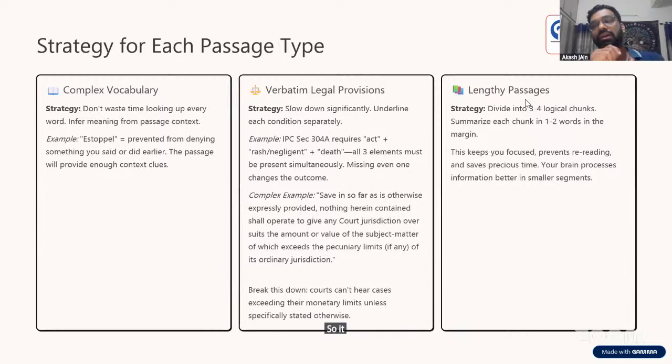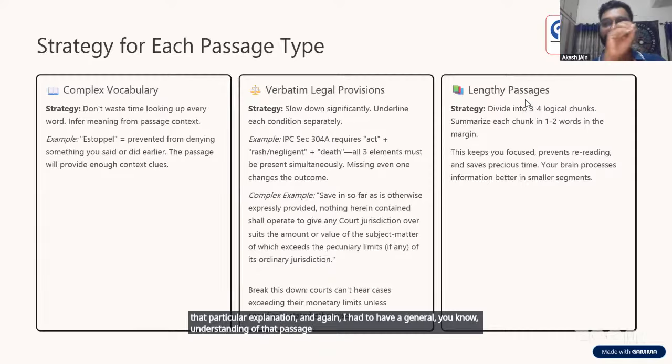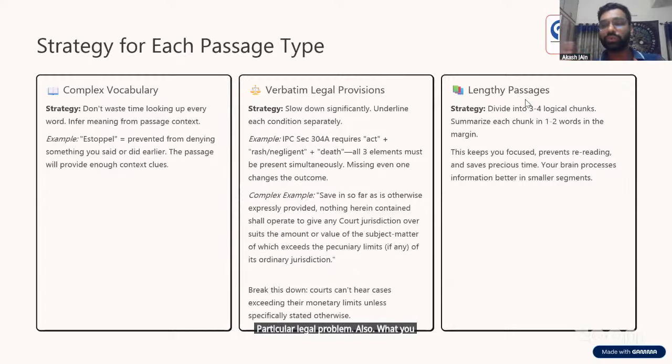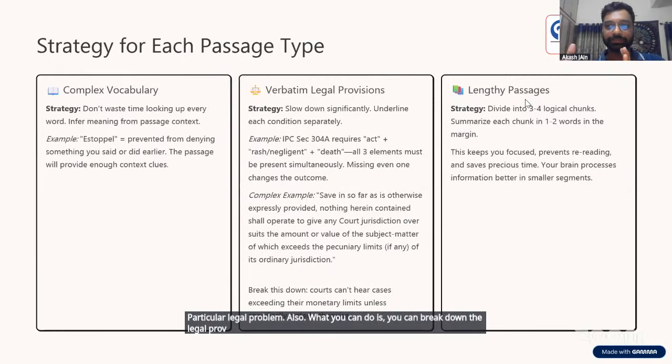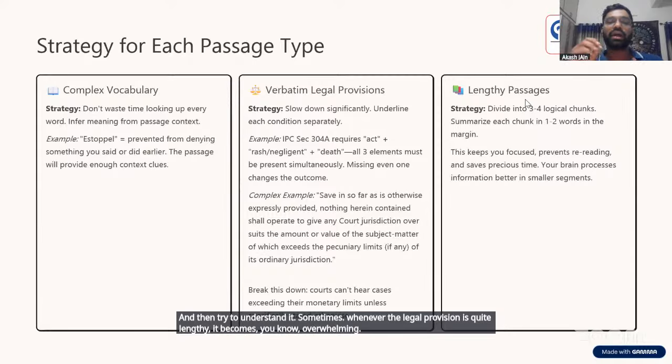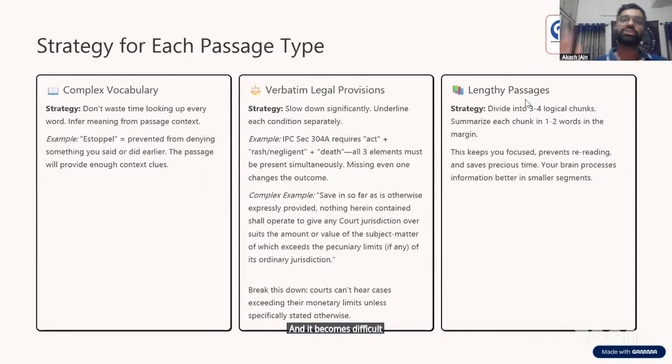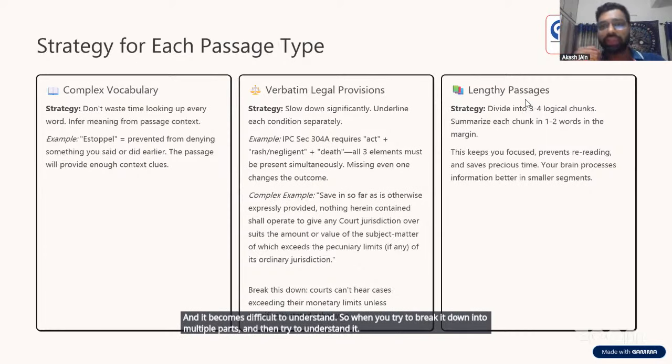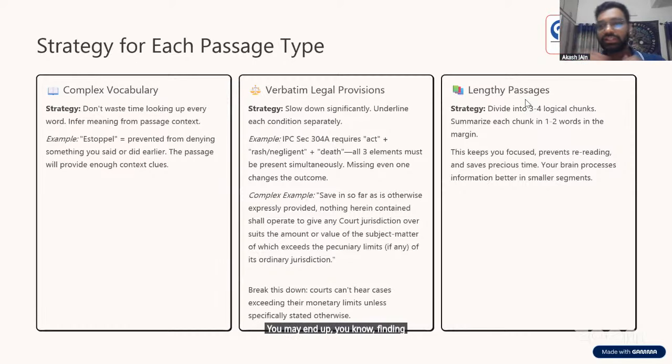So it's better that you focus on that particular explanation, and again try to have a general understanding of the passage, rather than stressing out too much on that particular legal provision. Also, you can break down the legal provision into multiple parts and then try to understand it. Sometimes, whenever the legal provision is quite lengthy, it becomes overwhelming and difficult to understand. When you break it down into multiple parts, you may end up finding it very easy to understand.